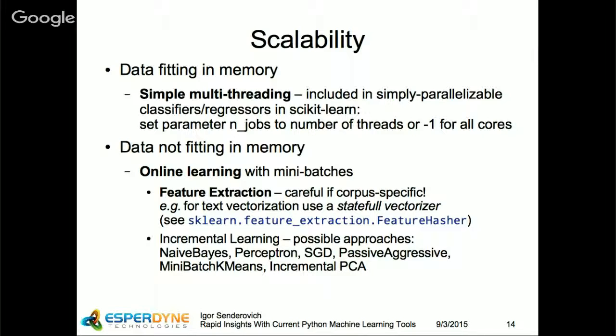Simple multi-threading is possible. Most of these were ensemble methods, so all these sub classifiers can be working in parallel on different threads, and scikit-learn is already well matched for this. If you just give it a number of jobs, the number of threads you want running simultaneously, or give it -1, it will just run according to the number of cores that you have. What if it doesn't fit into your memory?